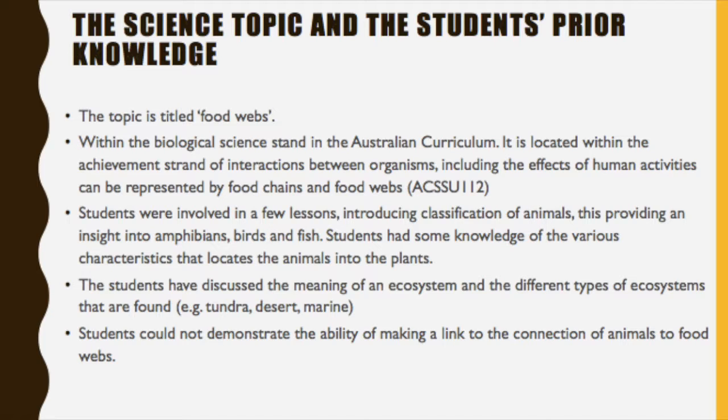The students have had previous lessons on the classifications of animals, including fishes, birds, amphibians, and the necessary features an animal must have to be in those categories. The students had discussed the meaning of an ecosystem prior to me coming into the class, and the different types of ecosystems that are found. That can include marine, the desert, the tundra, but not many had made the connection between animals or had put any information into a food web format.